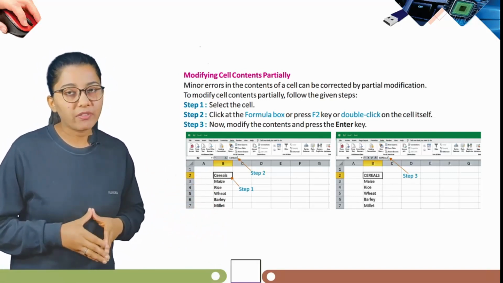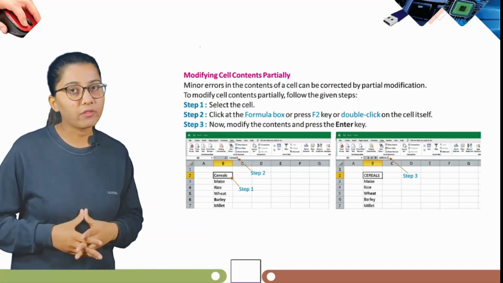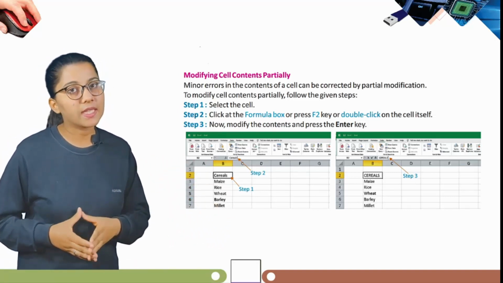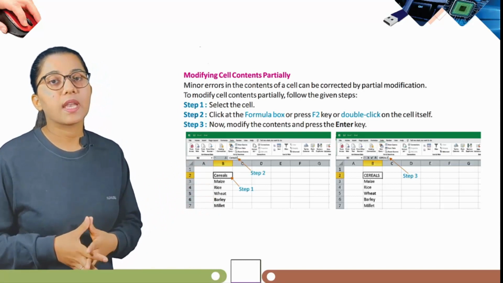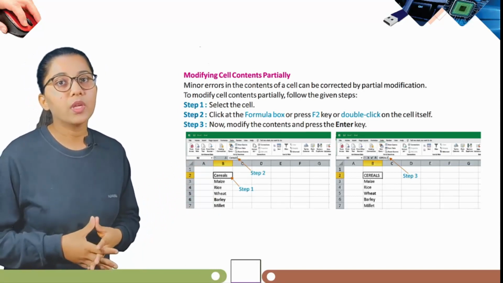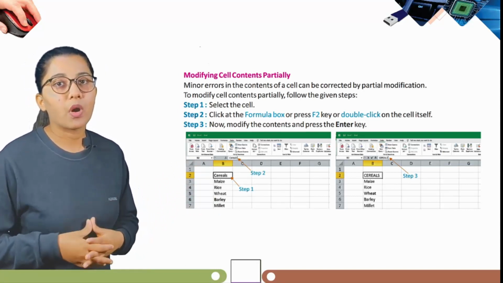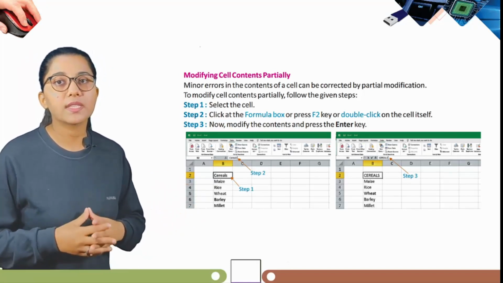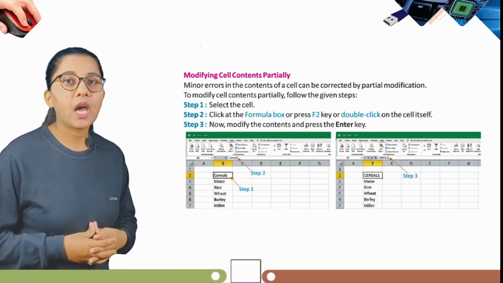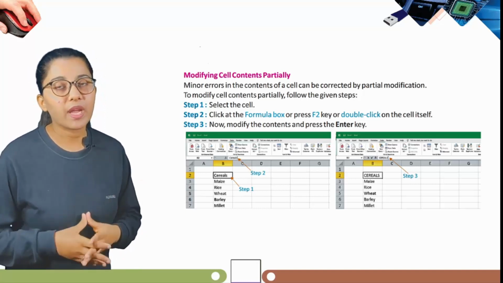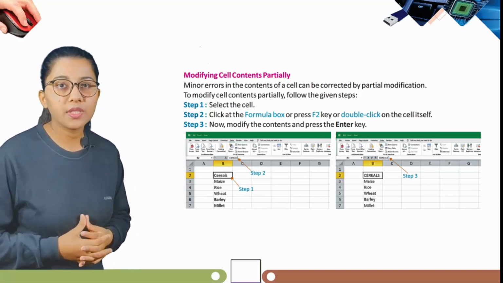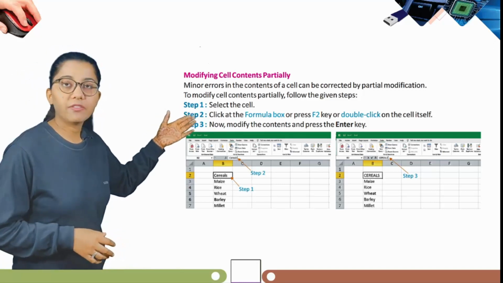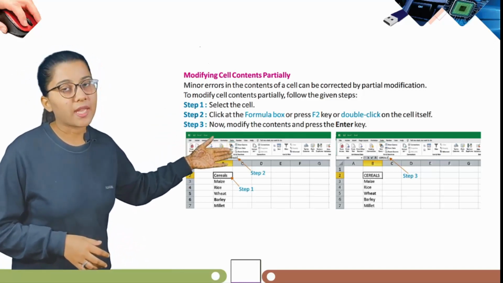If you want to modify your content partially, you have to follow some steps, and these are: step 1, select the cell. Step 2, click at the formula box or press F2 key or double click on the cell itself. Step 3, now modify the content and press the Enter key. So students, here you can see the interface of modifying your data partially.